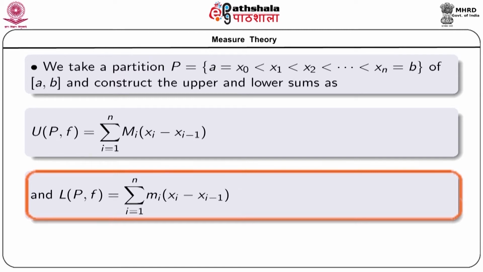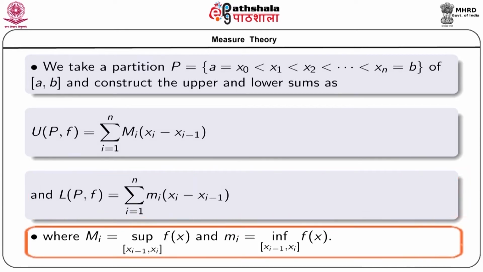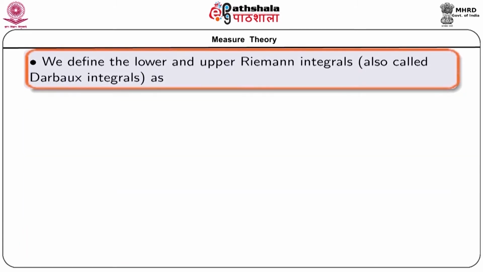This is the lower sum of the function f corresponding to the partition P, where capital M_i stands for the supremum value of f(x) in the interval [x_{i-1}, x_i], and small m_i stands for the infimum of f(x) over the interval [x_{i-1}, x_i]. We define the lower and upper Riemann integrals. Also, these are actually called Darboux integrals, as follows.